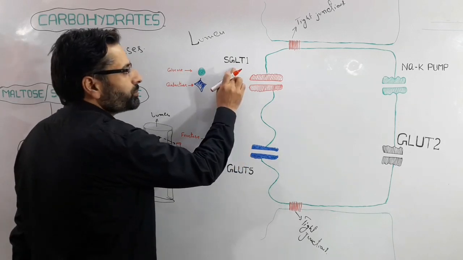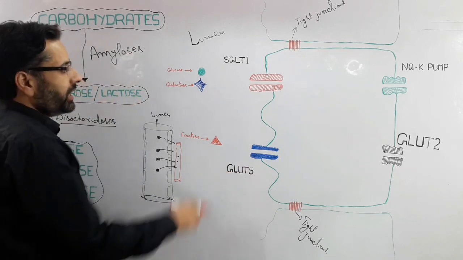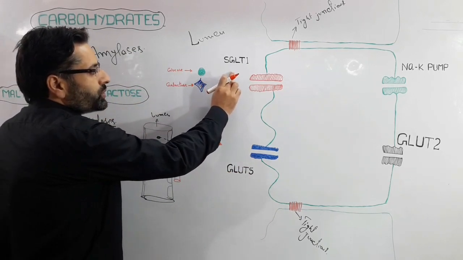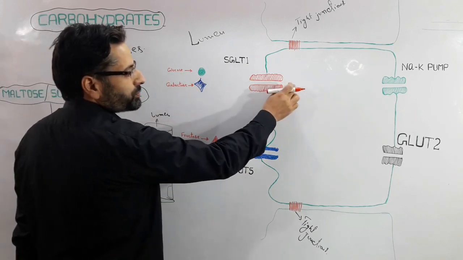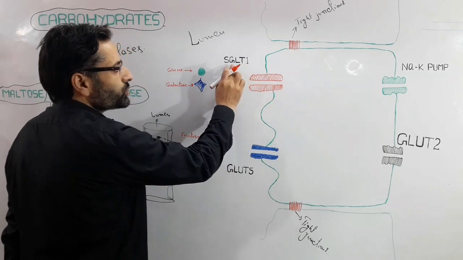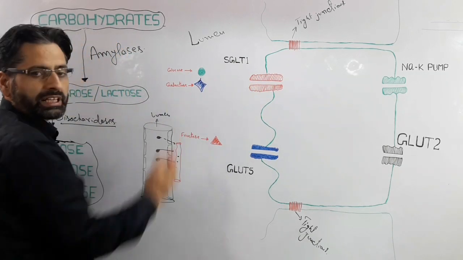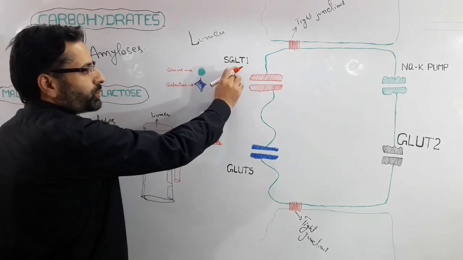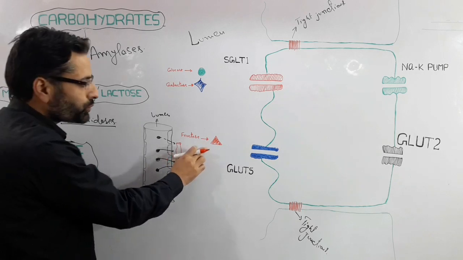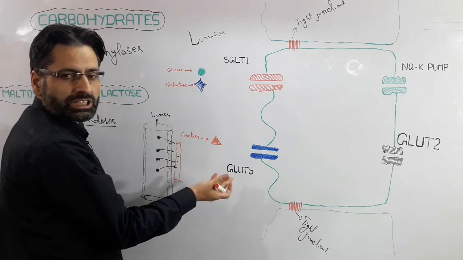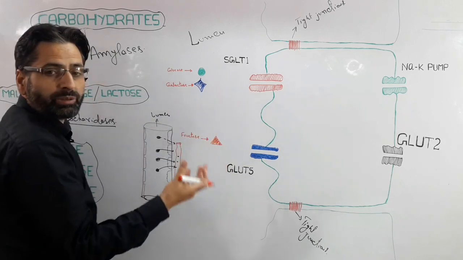One is this sodium glucose transporter, then we have this glucose transporter 5. Through this sodium glucose transporter, glucose and galactose get transported, or you can say this sodium glucose transporter transports the glucose and galactose. This sodium glucose transporter cannot transport the fructose. This fructose has a separate transporter. And remember, these transporters are integral membrane proteins.